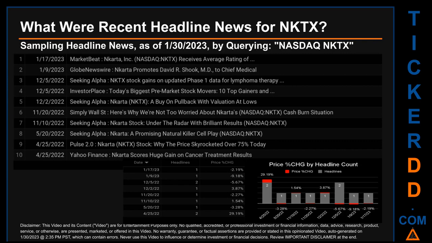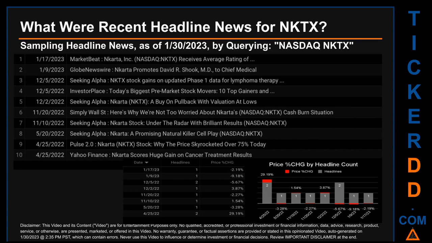Today, Monday, January 30, 2023, I sampled one of our news aggregators for latest headlines for this ticker. I did so by searching specifically by a keyword that may appear, broadly, in the title or the body, of discoverable news articles. The keyword that I used was a combination of the exchange and the ticker symbol, NASDAQ: NKTX. The results show 10 unique headlines, published across 8 unique dates. Publication dates span 267 days.